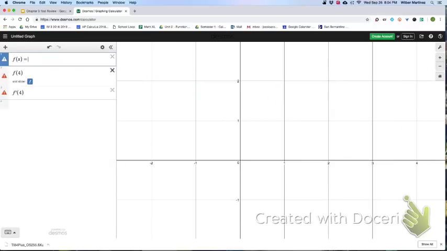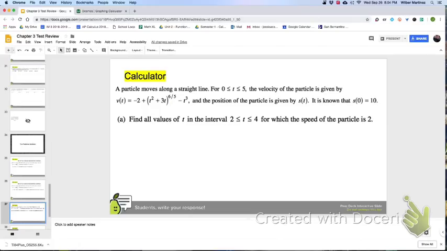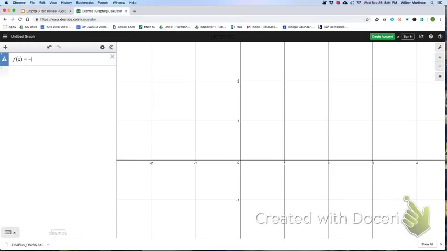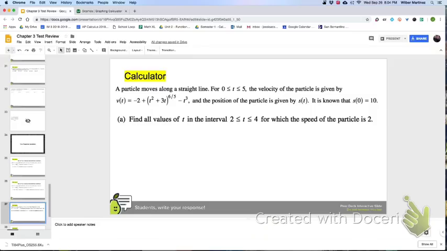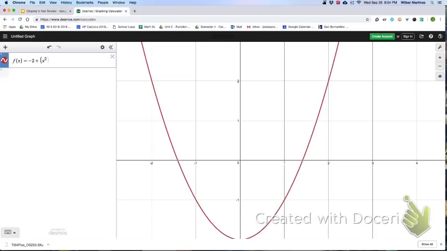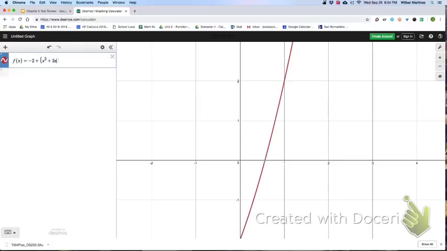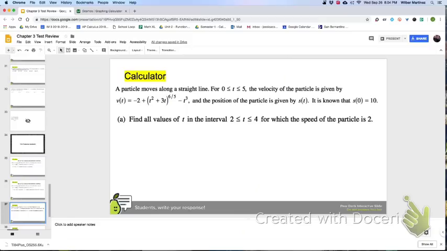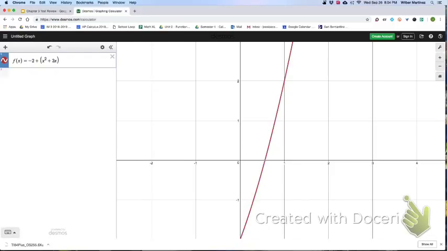I'm going to try to remember to put x's instead of t's this time. Negative 2 plus x squared plus 3x, all to the power of 6/5.